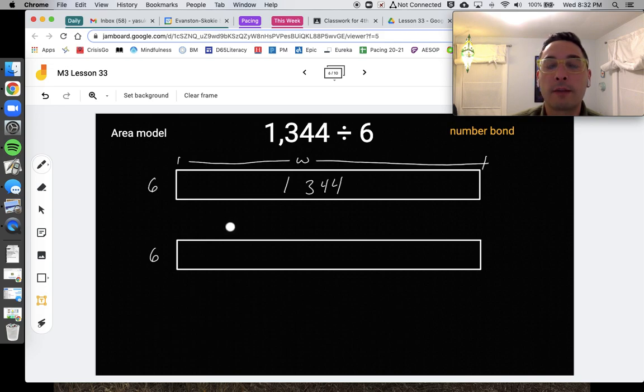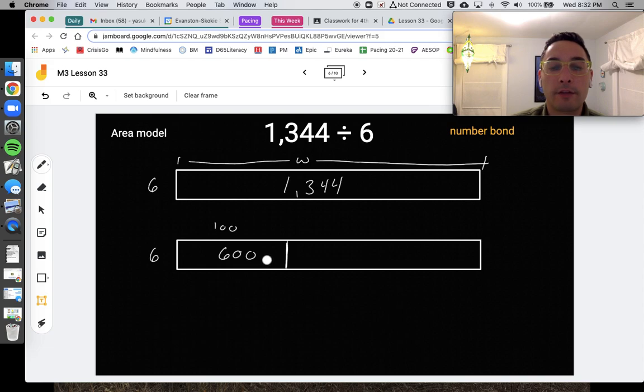What if I did 6 times 100? Okay, so if I'm doing length times width, 6 times 100 is going to be 600. Okay, that is less than 1,344. That's good. So I'm going to say from here to here, let's say about here, is an area of 600 here.